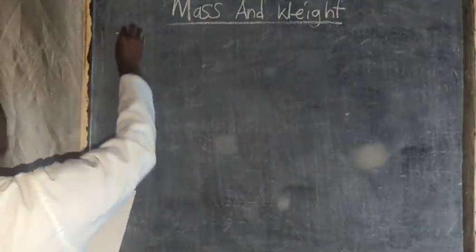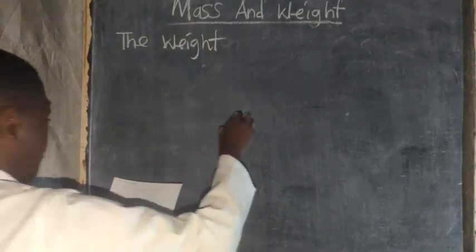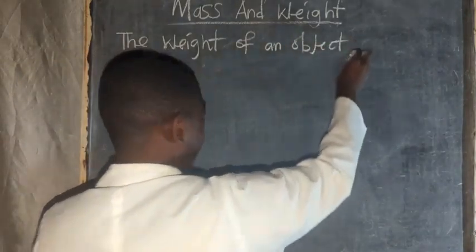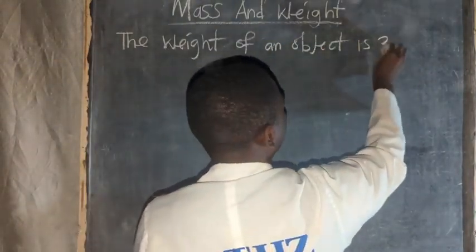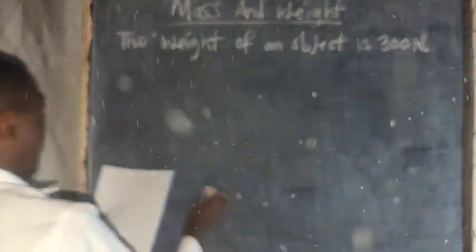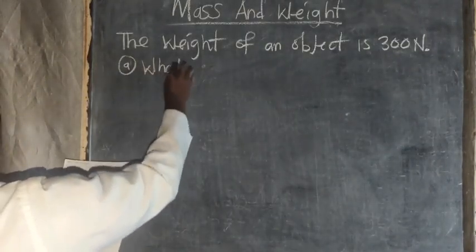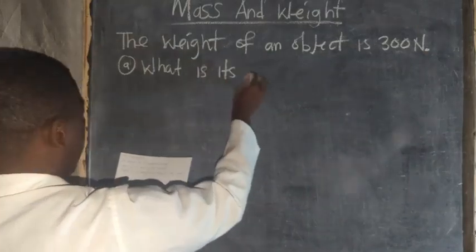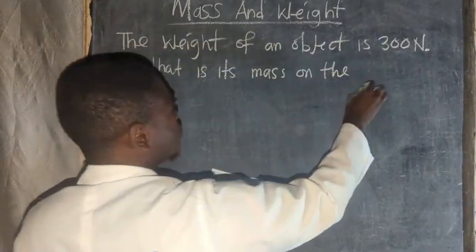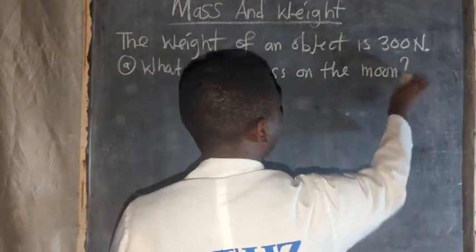So it is saying, the weight of an object is... So this question is your question. This is not my question. I want you to answer it. The first question is saying, what is its mass on the moon? On the moon. This is the first question.